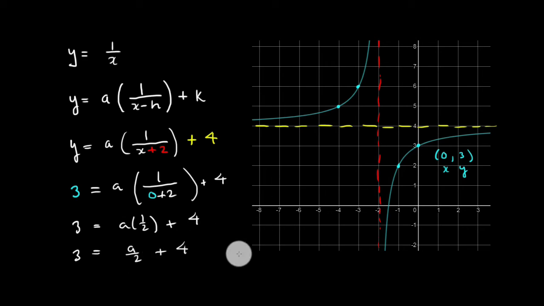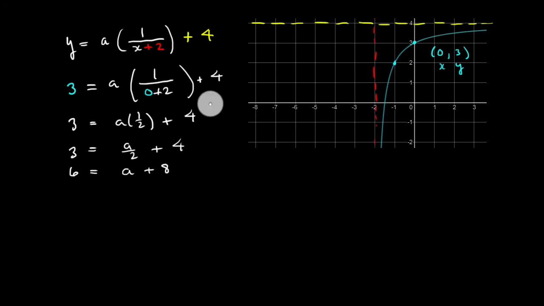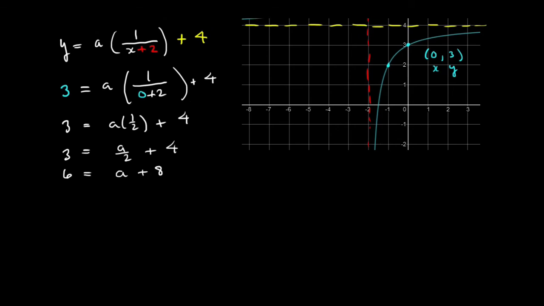And so we don't have to tinker with fractions, let's double everything. By doubling this term, of course, that's just going to be a. And if we double 3, we get 6. And 2 times that, of course, is a. And then we have 2 times 4, which is 8. So that would mean if we subtract 8 from both sides, we'll have a equals -2.